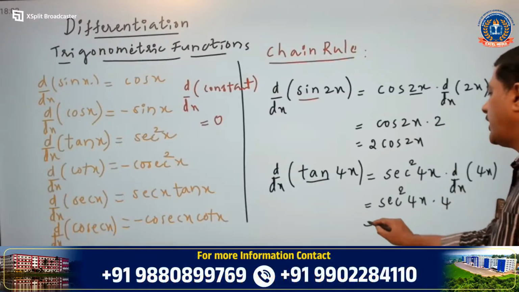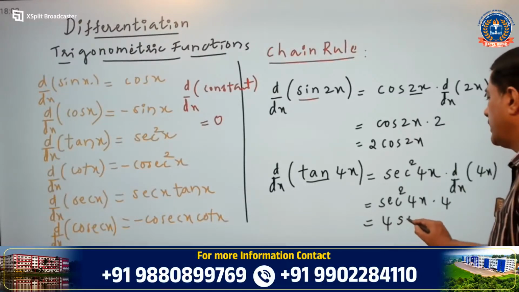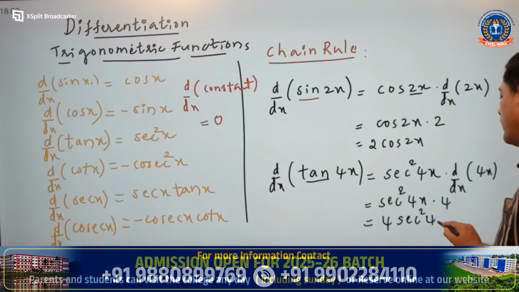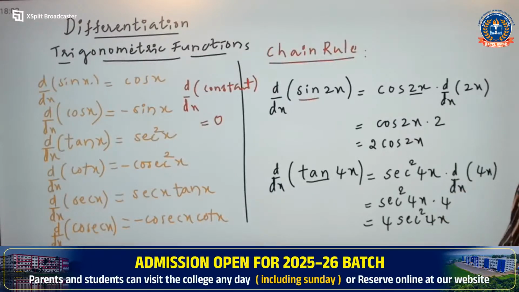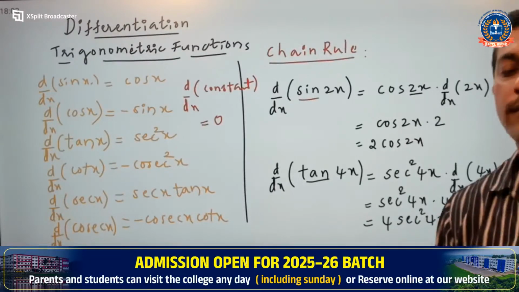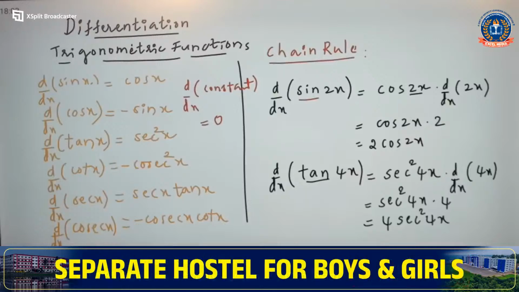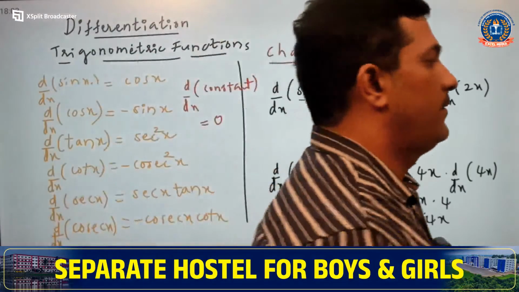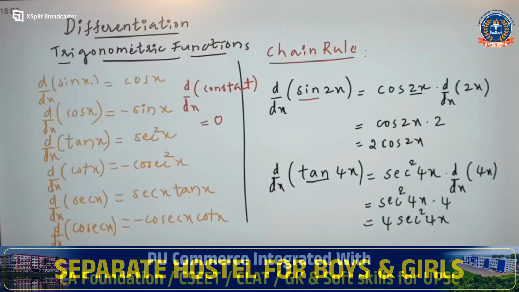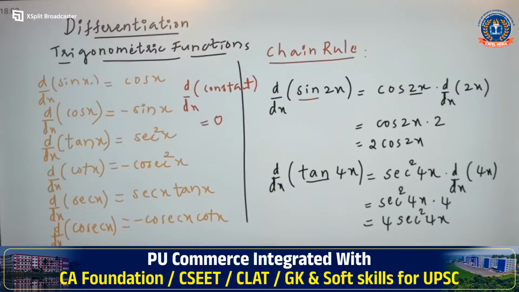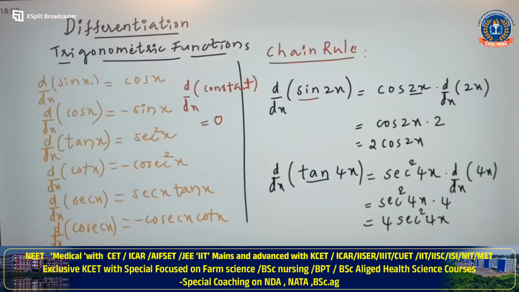So your final answer will be 4 into secant square 4x. Write that. Okay, write it up. Very good, very good, very good. Pragati, answer is 4 secant square x.